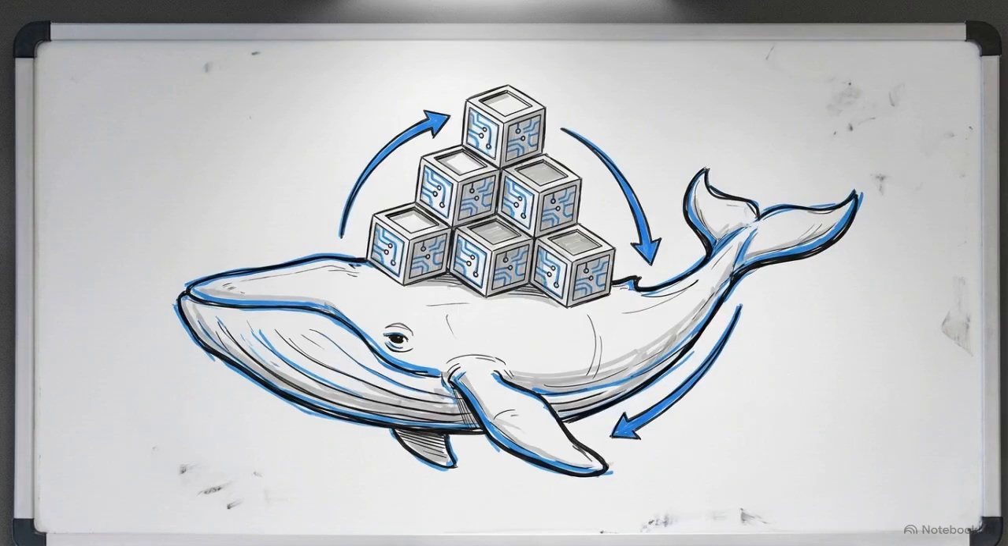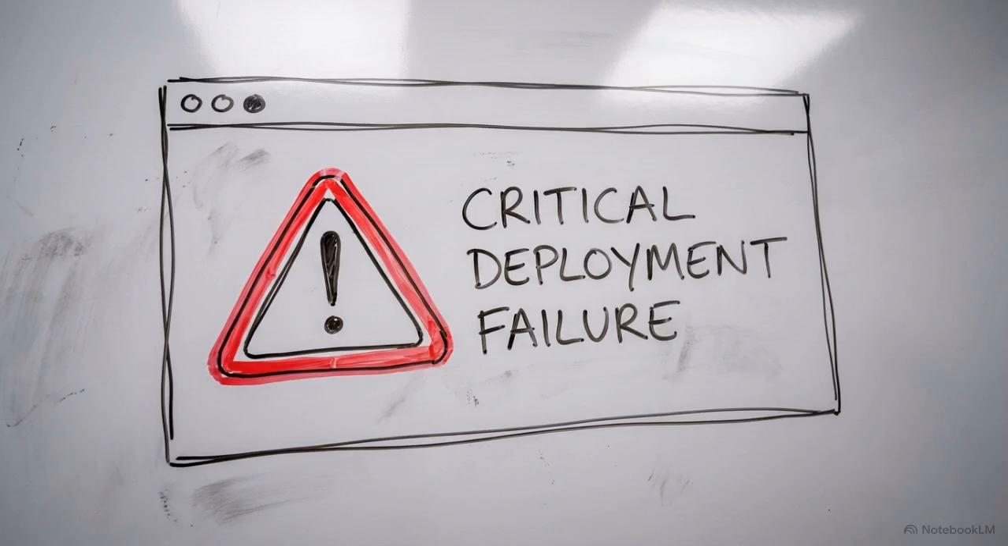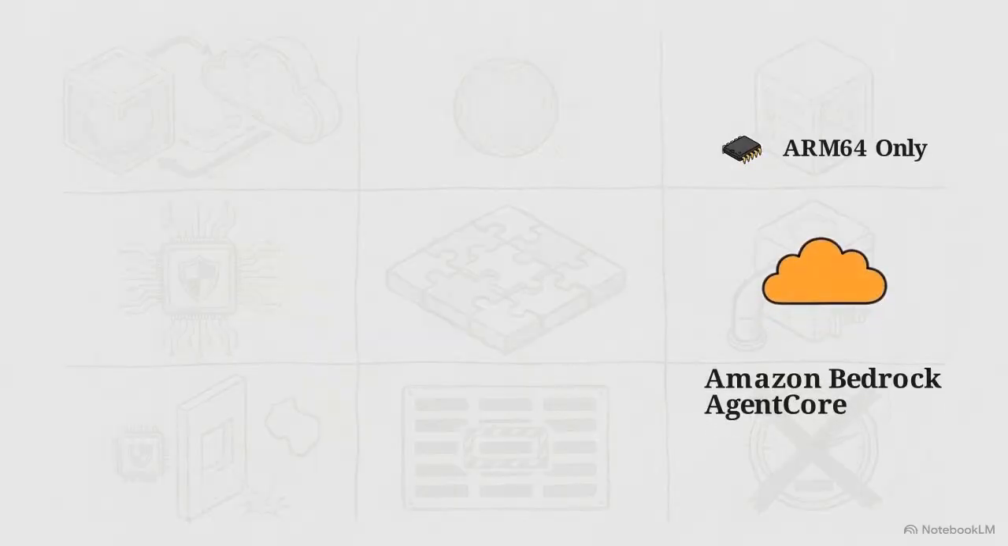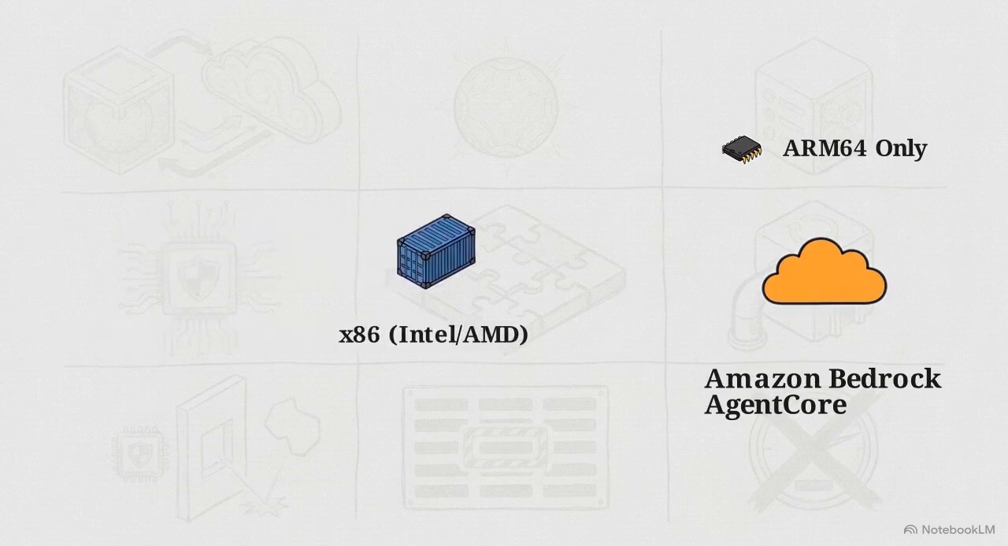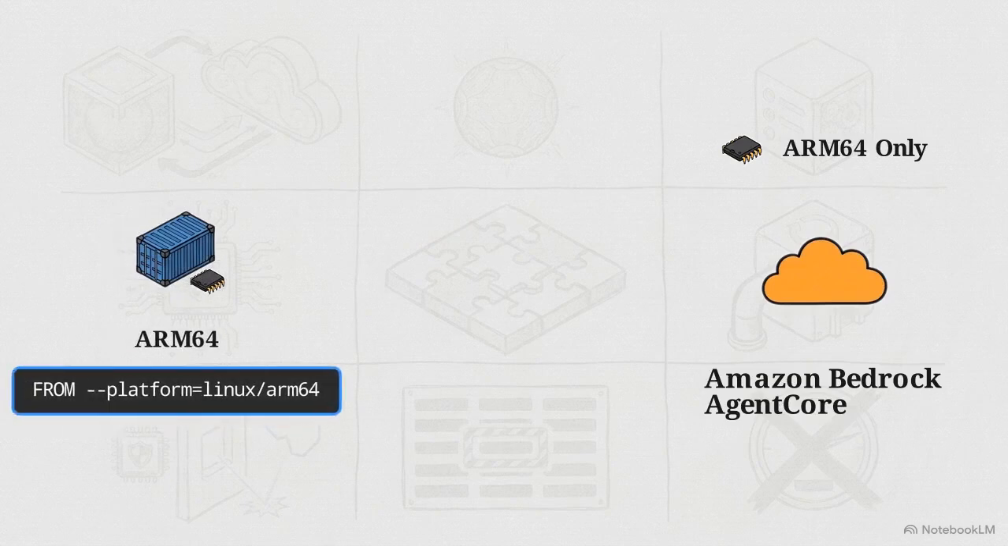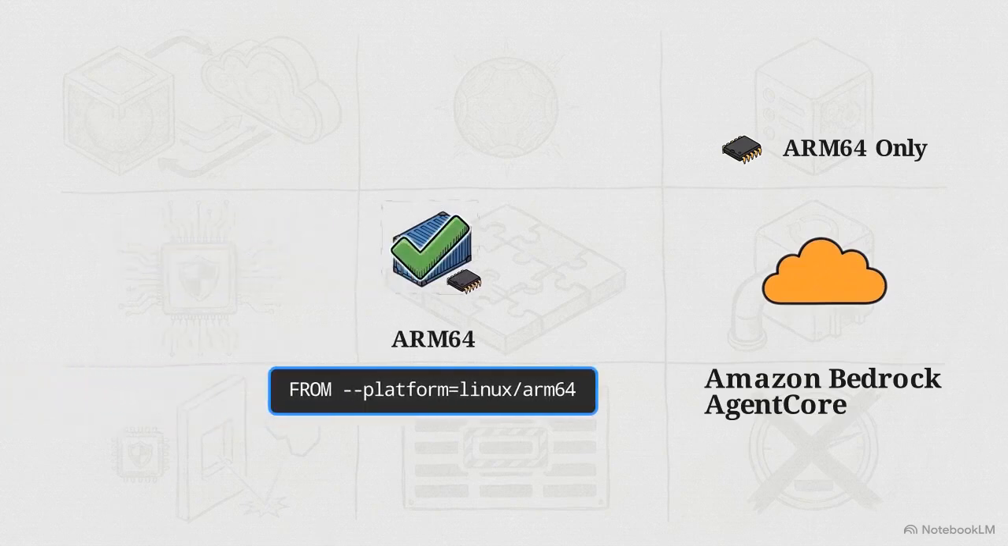With the local server running successfully, we have to package it into a Docker image. This step contains the most common failure point for custom deployments. Amazon Bedrock AgentCore exclusively accepts ARM64 architecture. A standard container built for Intel or AMD will immediately fail in the cloud. To enforce this, we start our Dockerfile with a specific FROM command, explicitly locking our base image to linux/arm64.